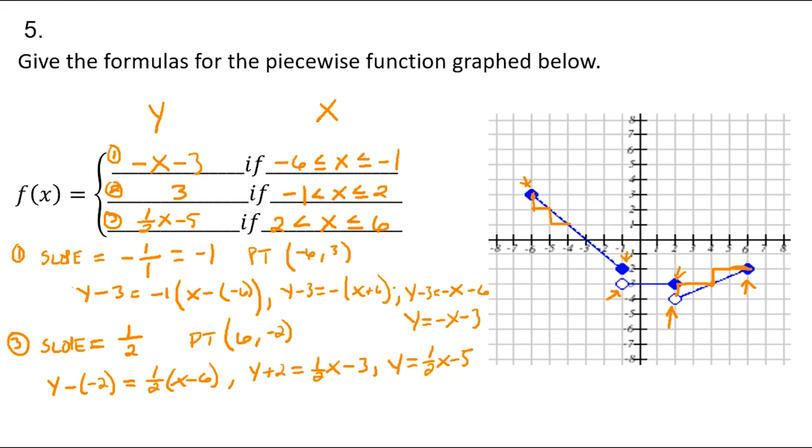But because I'm only choosing x values between positive 2 that are greater than positive 2 and less than or equal to 6, I'm only going to get the segment that appears here.